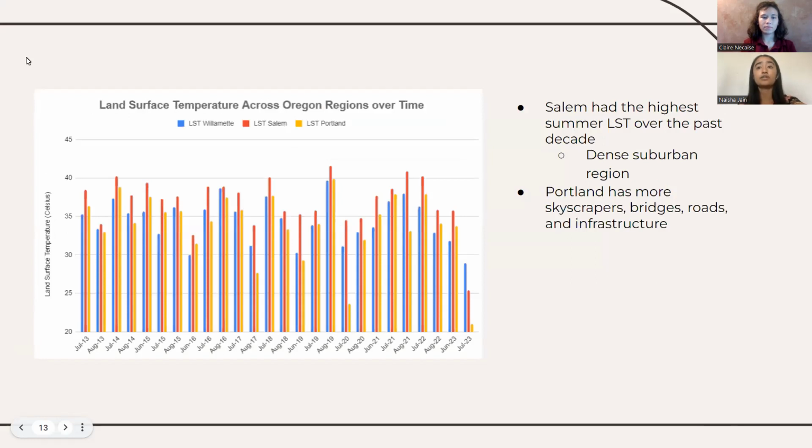This graph illustrates the LST values of all three locations over time. Typically, the LST values were the greatest in Salem among the data we collected. This is surprising because Portland is more urbanized with skyscrapers and more infrastructure in comparison to Salem. Thus, intuitively, based on the urban heat island effect, we would assume that Portland would have the greater LST values. However, our findings appear to contradict this idea.